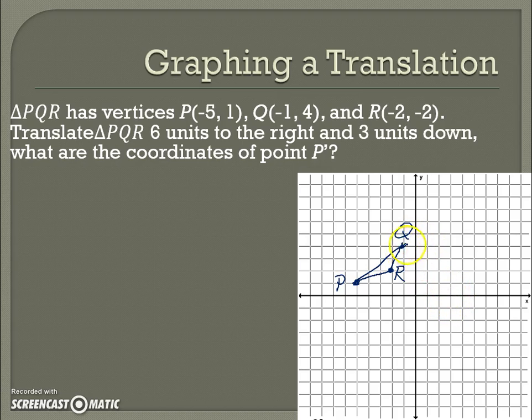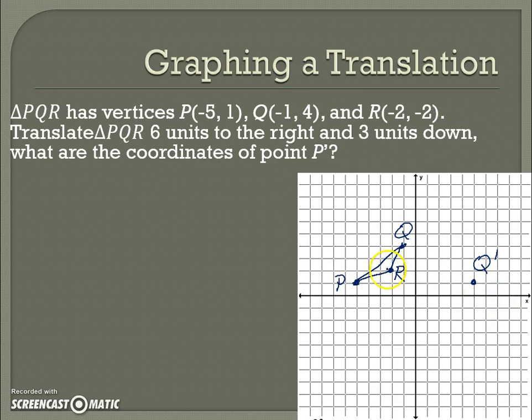So for this to go to the right 6, I will start with the Q. So it's 1, 2, 3, 4, 5, 6. And then down 3. 1, 2, 3. And there is my first point, which I'm going to call Q prime.